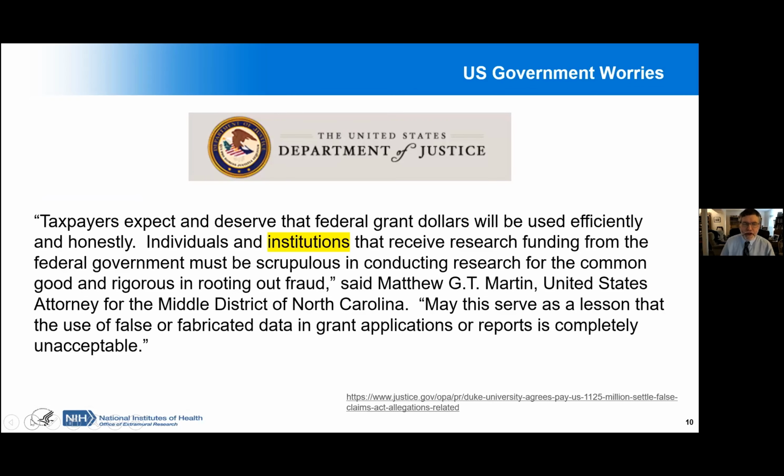The U.S. Department of Justice issued a press release at that time, and the United States Attorney who was involved in this case said that taxpayers expect and deserve that federal grant dollars will be used honestly. Individuals and institutions that receive research funding from the federal government must be scrupulous in conducting research. In other words, making sure that the information that appears in grant applications and government-funded research papers is true is not only an issue for the individual scientists or their laboratories, it's also an issue for institutions. Next slide.